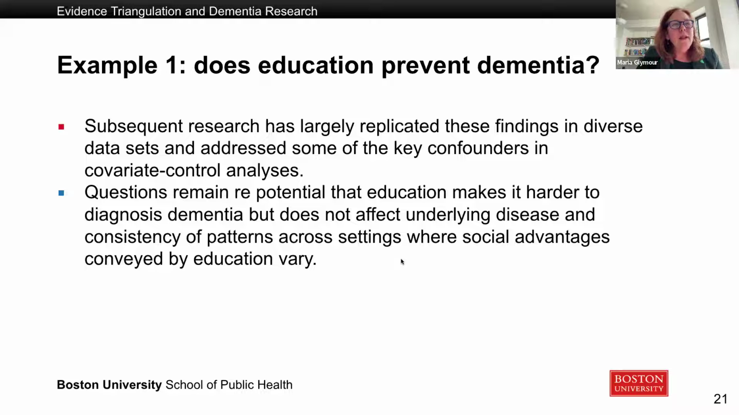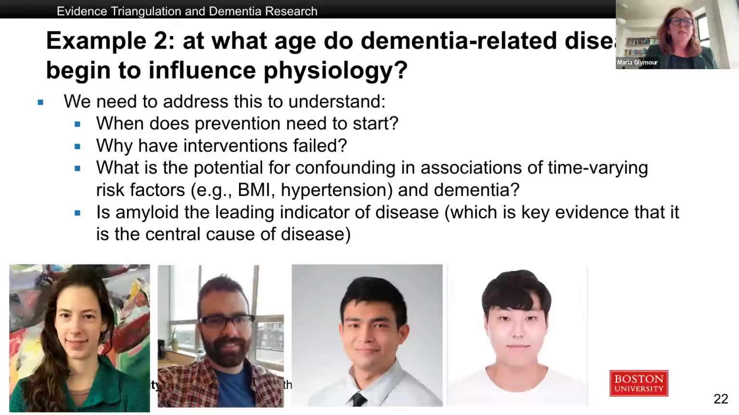But that's an important point. And I guess another issue is the consistency of patterns across settings where the social advantages conveyed by education vary. So, for example, in the United States, there are huge increases in educational attainment of Black Americans. Black men and Black women experienced very different social benefits from that education in the 60s to 70s due to racial discrimination, in particular against Black men. So understanding to what extent education actually has a benefit when you can't get the social benefits as much. So that was my first example.